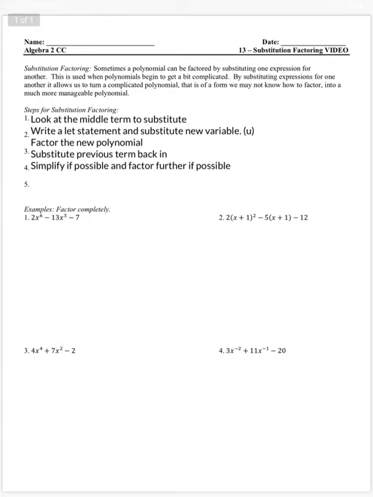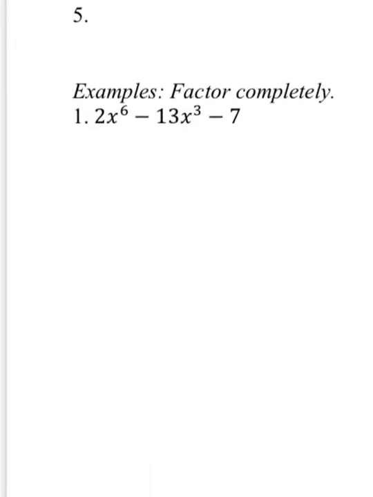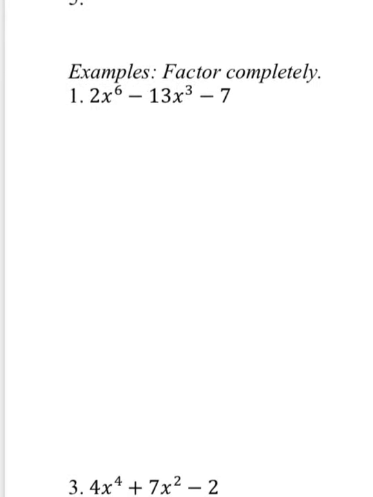Okay? So let's look at some examples of this. So number one, we have 2x to the 6th minus 13x to the 3rd minus 7. Right? So if you're looking at this, this does look a little bit more complex because you have the x to the 6th and the x to the 3rd. So the first step is to look at the middle term to substitute. You are going to look at the middle term without the coefficient out front. Ignore the coefficient. So you're going to look at that x to the 3rd.